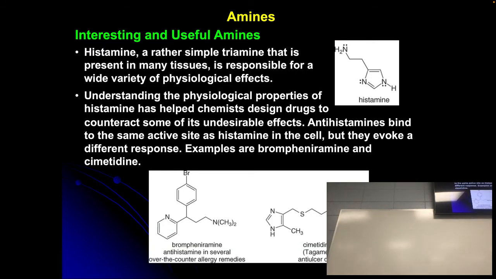Okay. So let's talk about some useful amines that are not illegal.